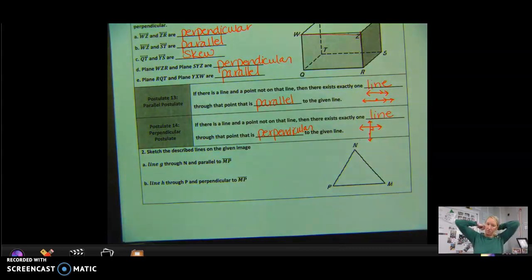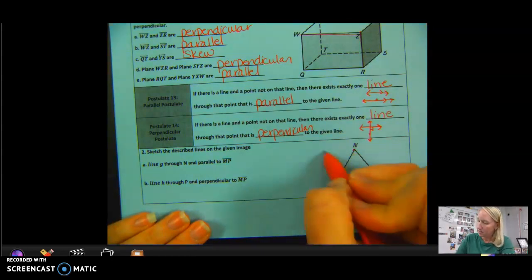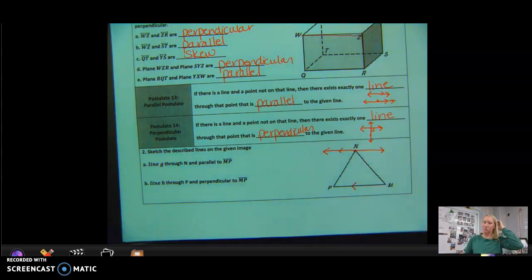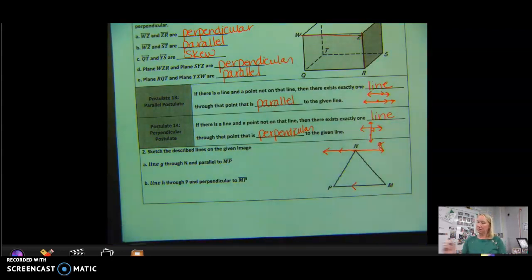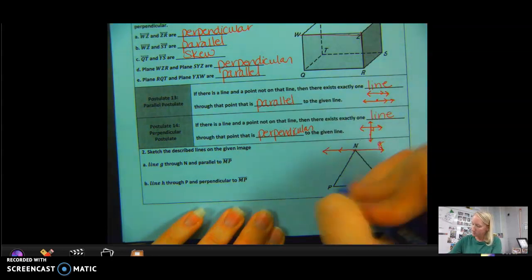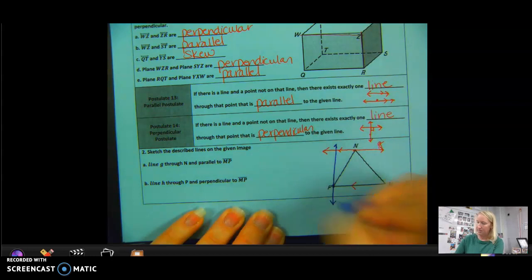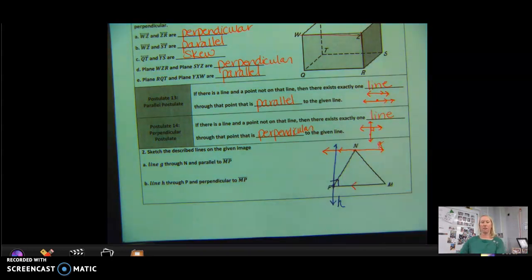We have line G through N that's parallel to MP. So here's my point. It has to be parallel to MP. And I'm going to draw my symbol on there to show that those two things are parallel. Line H, oops, I need to label this G. Line H through P is perpendicular to MP. So it would go straight up and down. It would also then become perpendicular to this line G because these two are parallel, right? And I would draw my perpendicular symbol to show that it is perpendicular. I name it H. All right, next page.